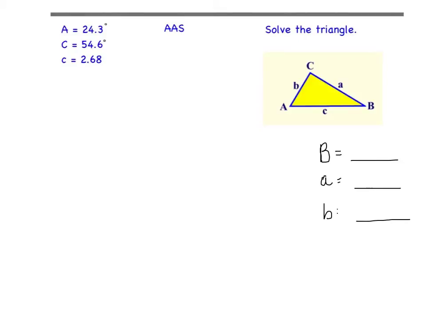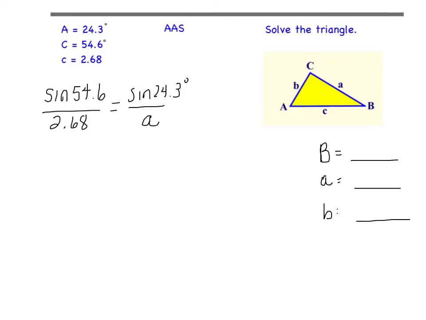All right, so I'm looking at the given information, and I see that I have an angle C across from a side C, and that's where I'm going to begin. So I'm going to write the sine of 54.6 over 2.68 equals. Now, at this point, since I'm given angle A, I'm going to go ahead and write the sine of 24.3 degrees, and then that would be over side A. So that's what I'm looking for now, is side A. All right, so I'm going to multiply 2.68 times the sine of 24.3, and my calculator needs to be in what mode?